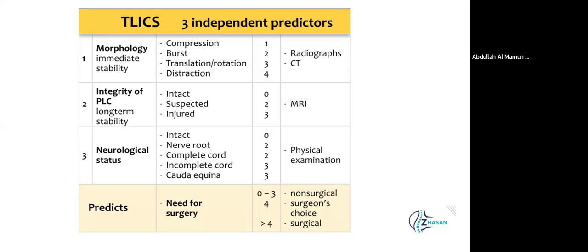Compression injury is 1, burst is 2, translational is 3, and distraction is 4. The more severe the injury, the more points; the less severe, the fewer points. It is usually seen by radiograph and CT. It is the fracture morphology, the immediate stability. Now the intricacies of the PLC. I can show you step by step.